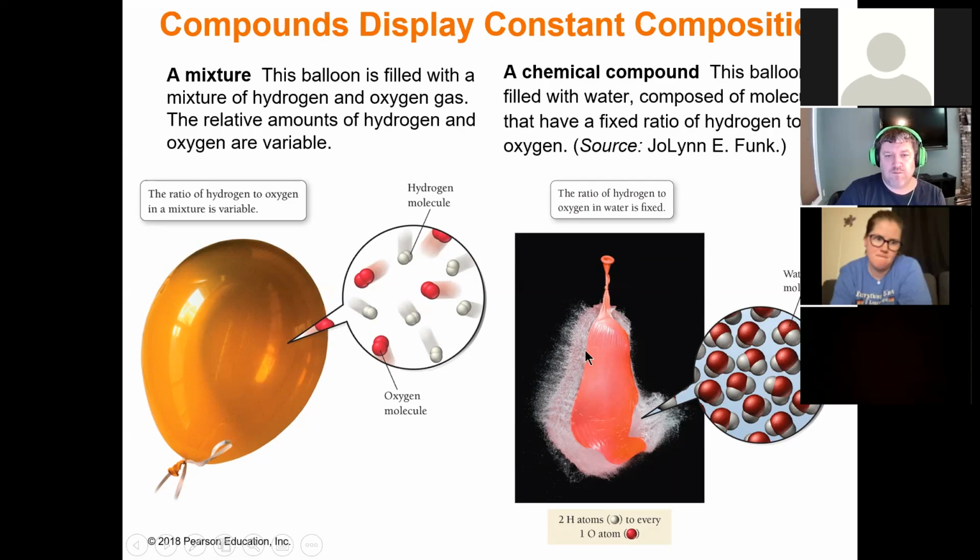On the right, I have a compound. This is a balloon filled with water. It also has hydrogen and oxygen. How is it different from the mixture? The hydrogens and the oxygens are bonded together as a molecule or a unit. I can't change the ratio of hydrogen and oxygen here. If I add more water, the hydrogen-oxygen ratio will stay the same. 2 hydrogens for every 1 oxygen.